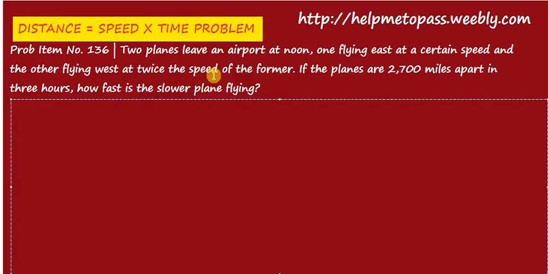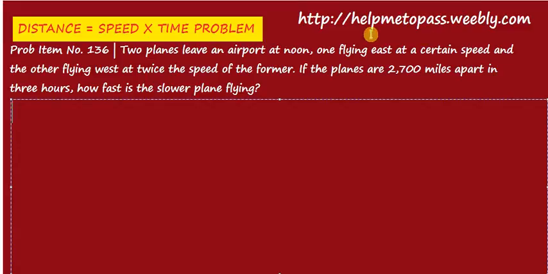Two planes leave an airport at the same time, at noon. One is flying east and the other one in the opposite direction, west, at a certain speed. The other plane has a speed twice that of the former. If the planes are 2,700 miles apart in 3 hours, then how fast is the slower plane flying?